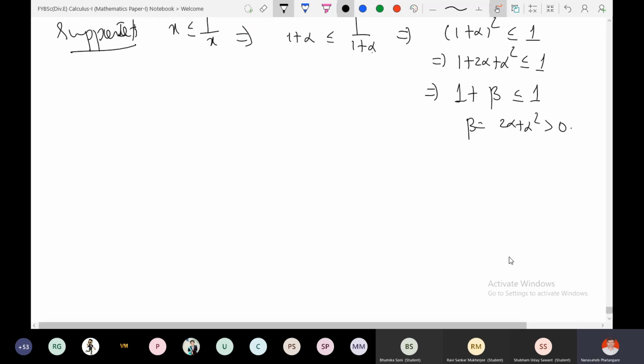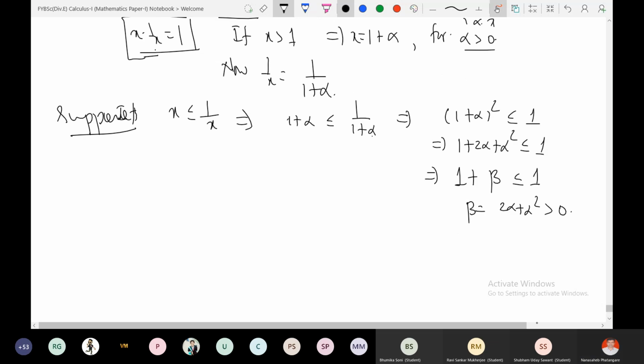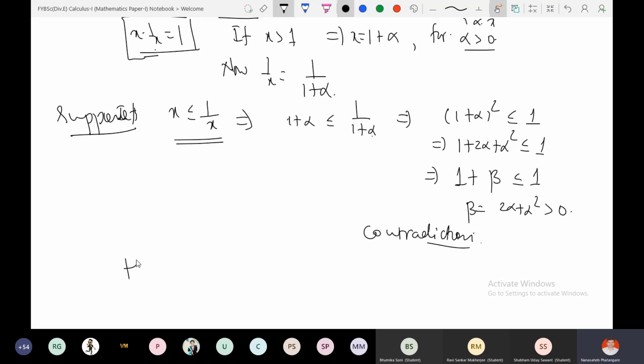Is it a contradiction? Yes, sir. We realize there is a contradiction: 1 plus some positive amount is less than or equal to 1. That is not true. Contradiction. And therefore we should say that this is not possible. Hence, when we say that x is less than or equal to 1 upon x, this is not possible. Hence, x is greater than 1 upon x if x is greater than 1.